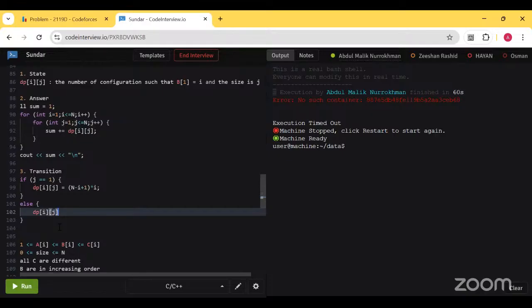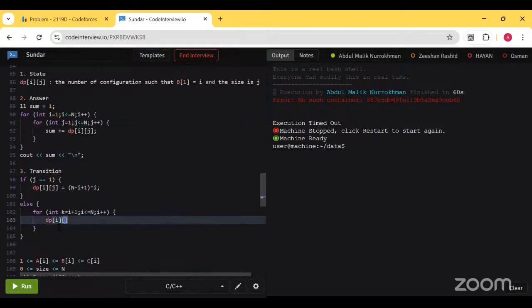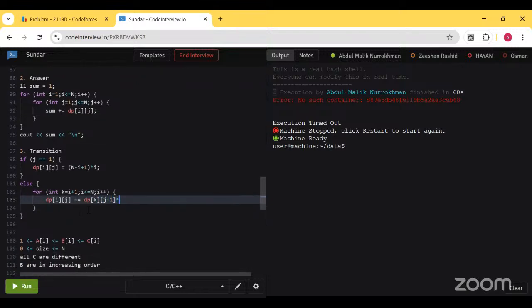Otherwise, we need to think about the next value. Let's say the next value is K. Of course, K should be greater than I, right? So we will find a configuration for dp[k][j-1].